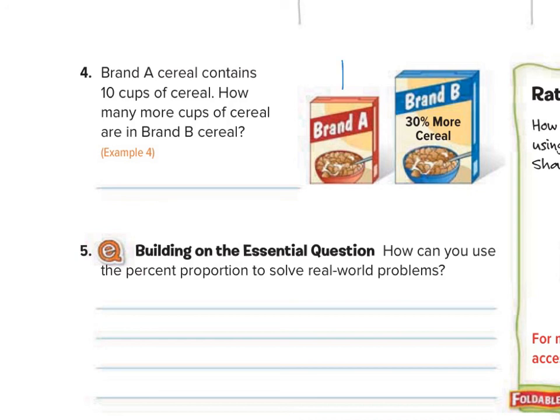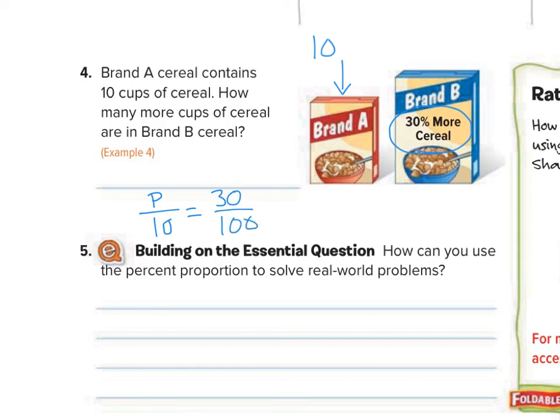Now, they told you that this box has a total of 10 cups in the box. So that is going to be called the whole in this problem. And brand B has writing on the front that tells us what the percent is. Brand B has 30% more than brand A. So we know the whole and we know the percent. It looks like we're looking for the part in this problem. So that would be P over 10 equals 30 over 100.